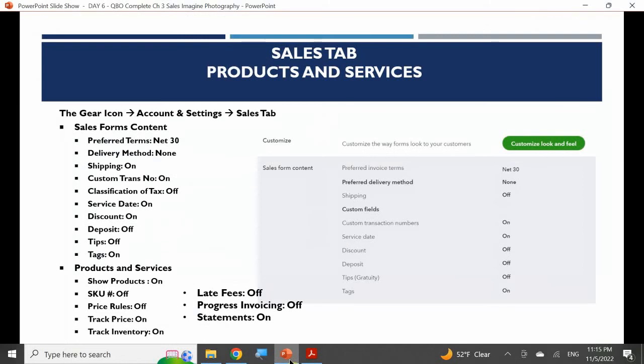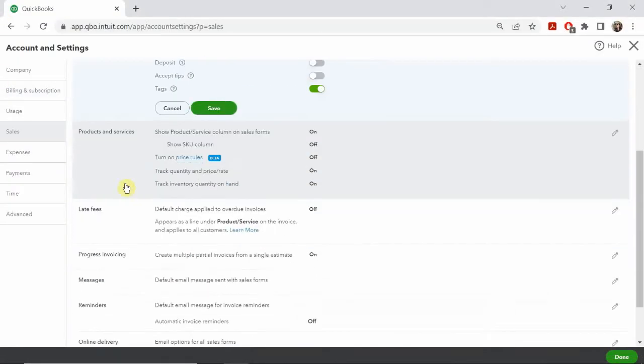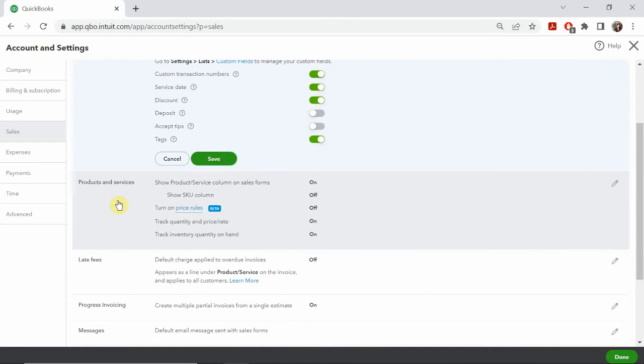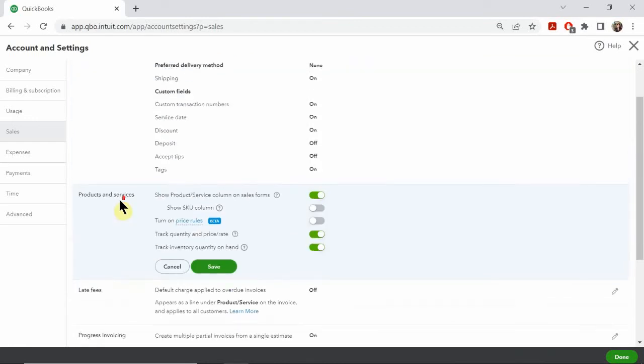Then the next section we want to make sure of is our products and services. We want to show all of our products and services. SKU numbers, you can turn them off. And then price rules, you want to turn them off. What are price rules? Price rules basically allow you to separate your customers and give them specific price points.